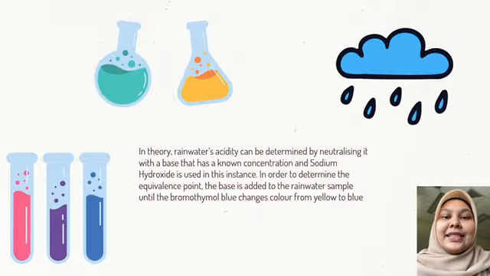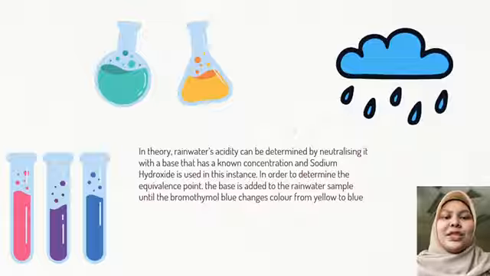In theory, the acidity of rainwater can be precisely determined by neutralizing it with a base of known concentration. This process is known as titration, which involves the controlled addition of a strong base such as sodium hydroxide to the rainwater sample. To identify the equivalence point where the acid in the rain sample is completely neutralized, a pH indicator like bromothymol blue is used.